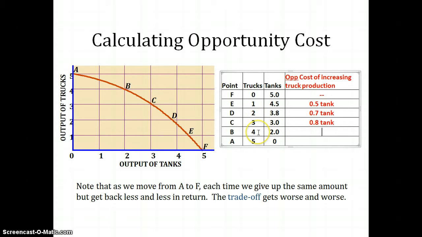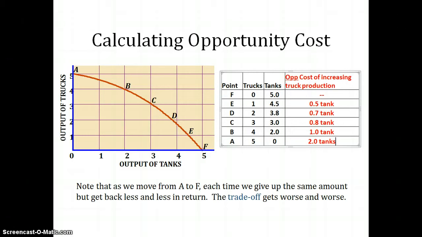When we go to 4 trucks, that means before we had 3 tanks, now we only have 2. So now we are giving up 1 whole tank. Then when you decide to build 5 trucks from just 4, you go from 2 tanks to no tanks. So that last truck costs us 2 tanks in opportunity cost. If you notice, as we increase our truck production, even though it's only going up by 1 truck each time, our opportunity cost is rising. Right? So that's the section on increasing opportunity cost.